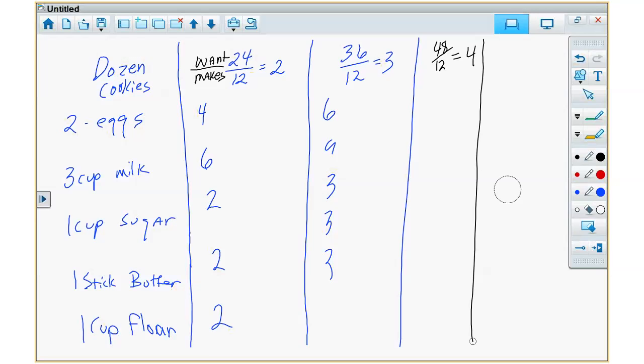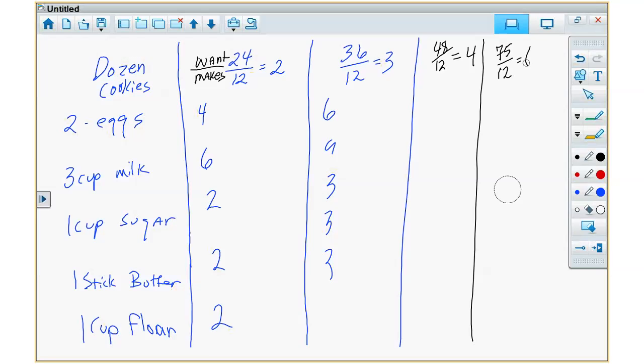But what if I want to make 75 cookies? Then you just don't do it. You multiply by whatever the closest thing you know. You take 75 and you divide it by 12. Somebody take the calculator and divide by 12. What do you get? 6.25.